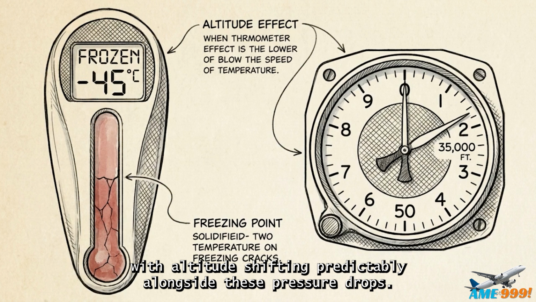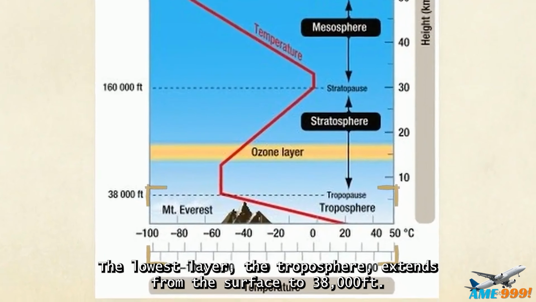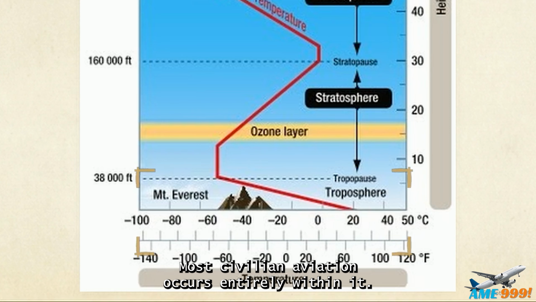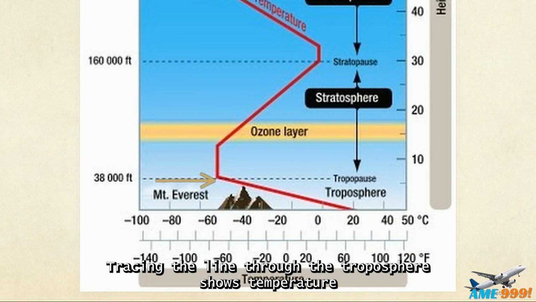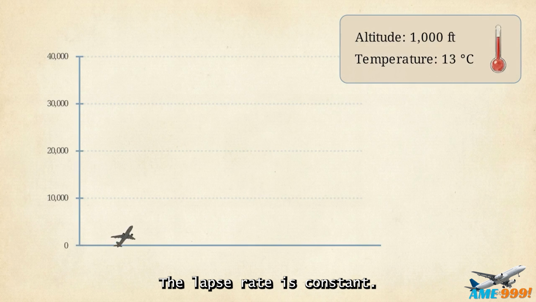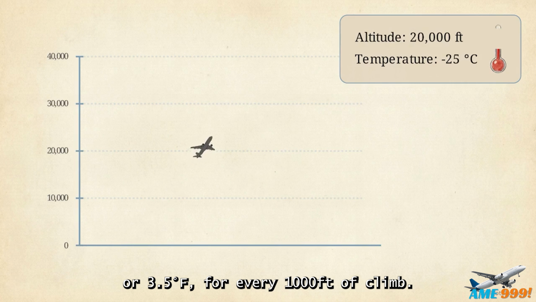Temperature also changes with altitude, shifting predictably alongside these pressure drops. The atmosphere is organized into vertical layers based on temperature. The lowest layer, the troposphere, extends from the surface to 38,000 feet. Most civilian aviation occurs entirely within it. Tracing the line through the troposphere shows temperature steadily decreasing as altitude increases. In this layer, the lapse rate is constant. Temperature drops approximately 2 degrees Celsius, or 3.5 degrees Fahrenheit, for every 1,000 feet of climb.